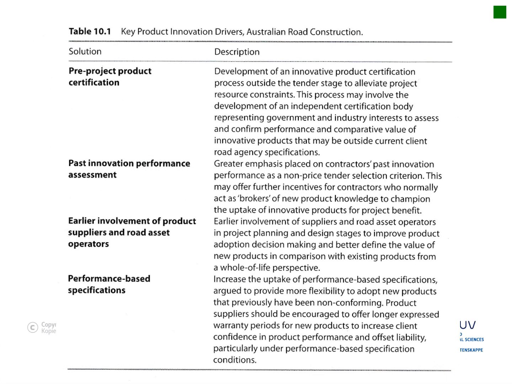Then they expanded on this, so please have a look at this table. It is extremely important for me as well. Pre-project product certification, past innovation performance certification, early involvement of product suppliers and road asset operators, and then performance-based specifications. It's explained here on the right, and I would want you to explain to me each of these points via this explanation.